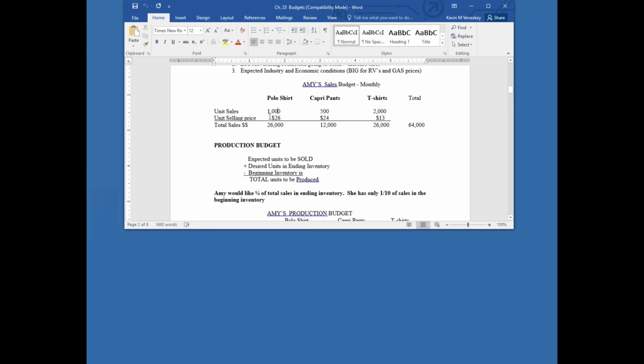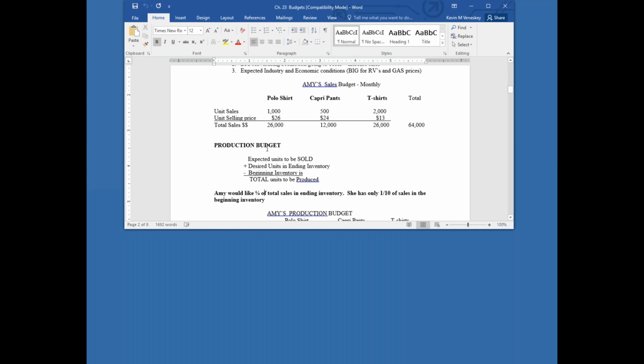Just because I expect to sell 1,000 doesn't mean I need to make just 1,000. Maybe it's more or maybe it's less. It all depends on how much I have in my beginning inventory and how much I need or desire in my ending inventory at the end of the year. So in my little directions here, I'm telling us we want to bump up our ending inventory. Currently, we have only 1/10 of our sales in beginning inventory, but when we're done with this time frame, I'd like to have 1/4 of our total sales in ending inventory. Maybe expecting in the future we're going to be selling more right away.